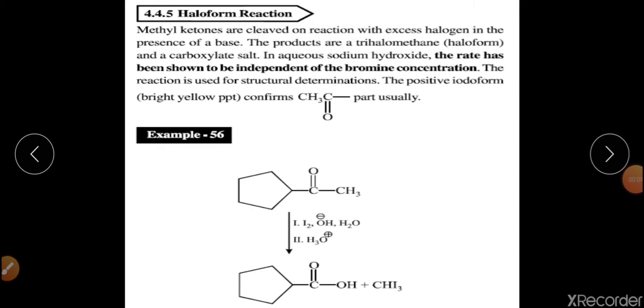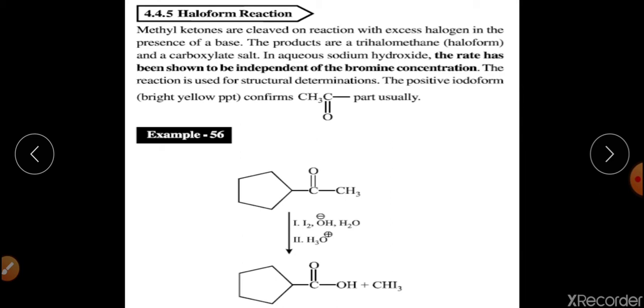Now the next reaction in this sequence is the haloform reaction, and in case of haloform reaction we generally use methyl ketones, and methyl ketones on oxidation will get converted into carboxylic acids, and that carboxylic acid will have one carbon atom less than the parent ketone, whatever the ketone we have selected.